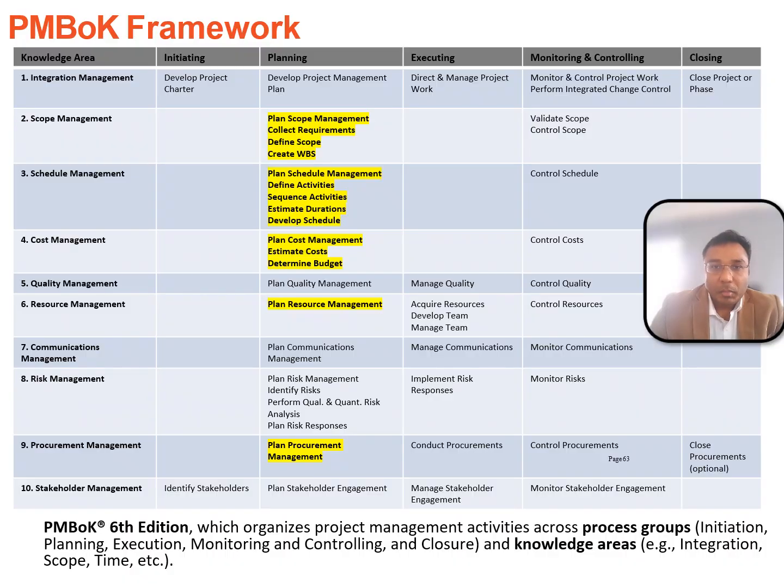Here is how the PMBOK 6th edition organizes project management activities across both process groups and knowledge areas. Think of process groups like phases: initiation, planning, execution, monitoring and controlling, and closure, and the knowledge areas as categories like integration, scope, time, cost management. Together, all this provides a comprehensive framework.